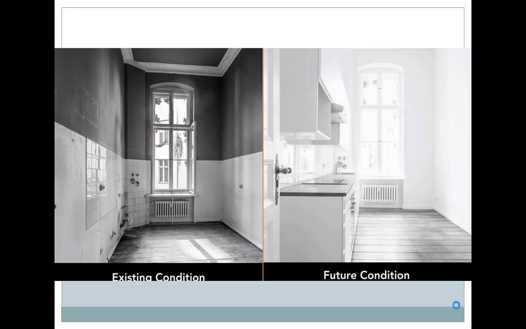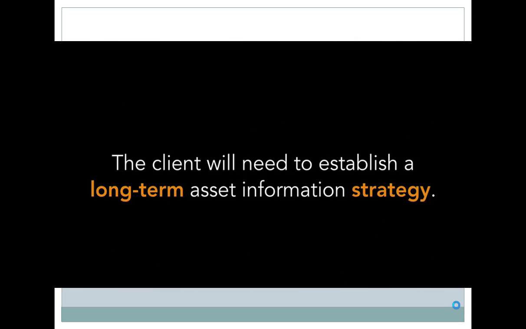The difference between the current condition and the desired condition must be measurable to appropriately identify the needs. The difference between the current condition and the desired condition must be identified. The client will need to establish a long-term asset information strategy and follow the process during the project to ensure that the delivery goals are met.